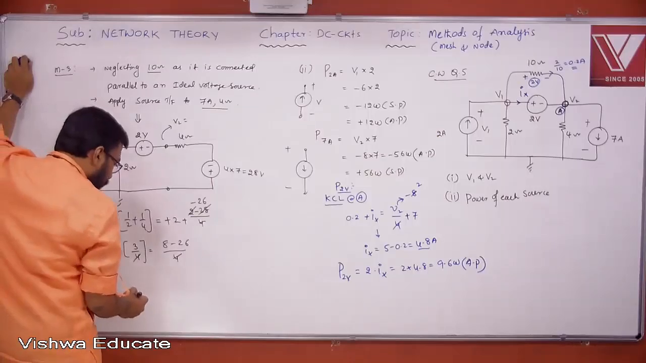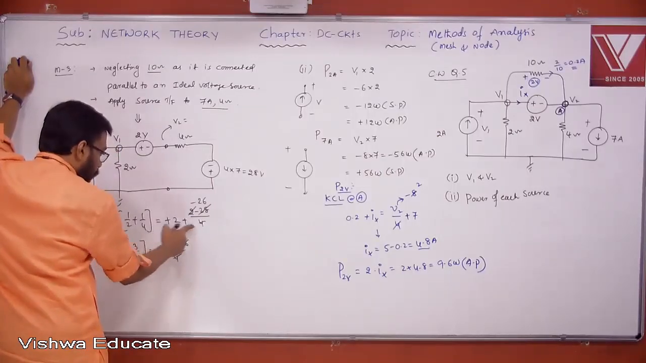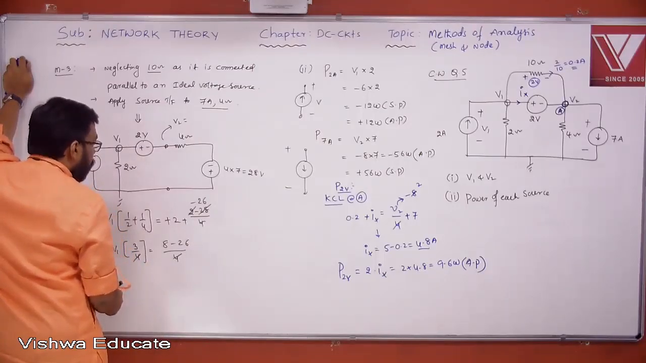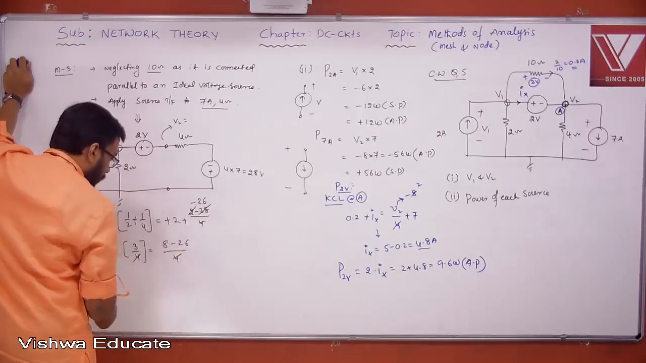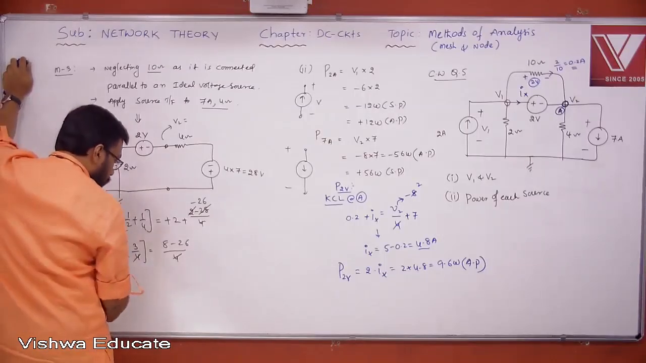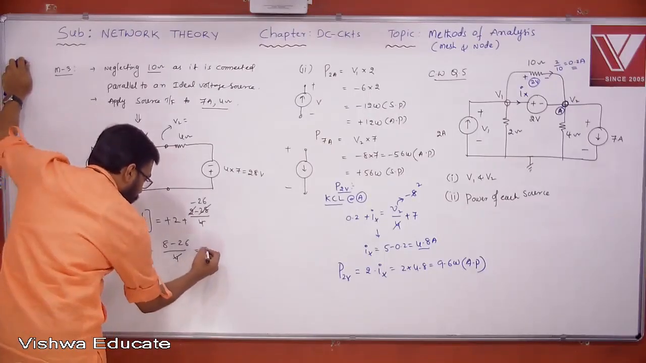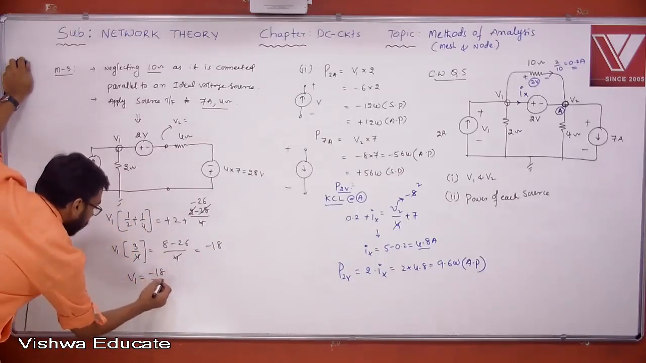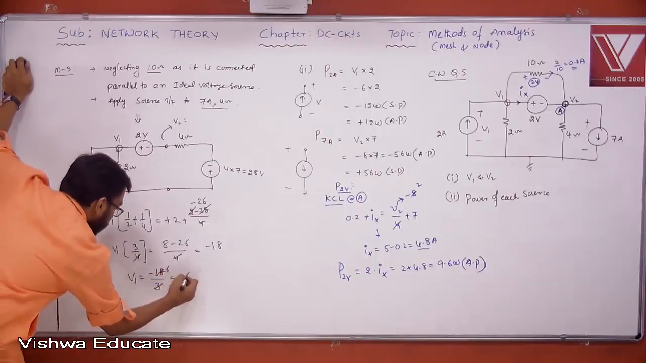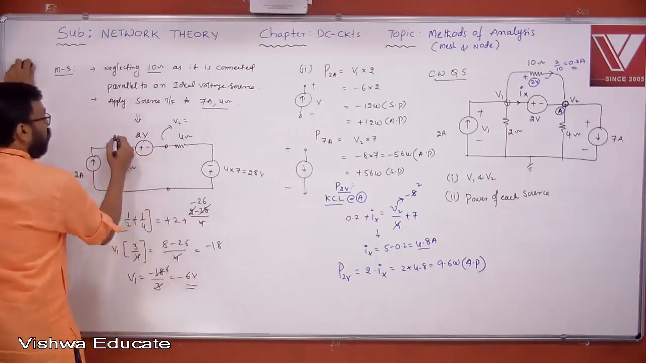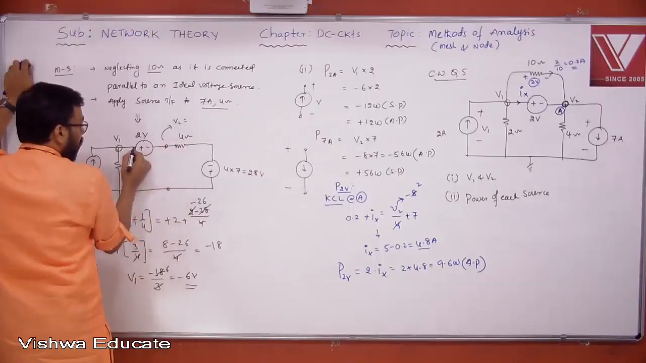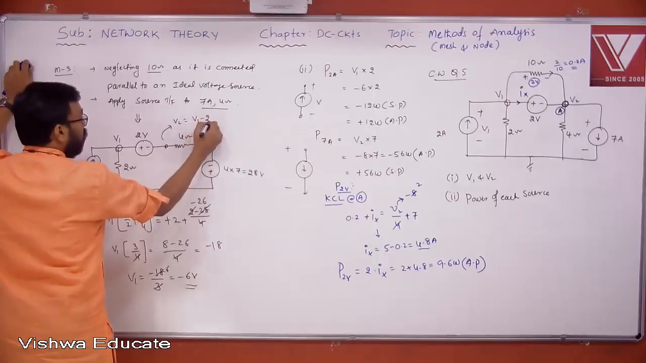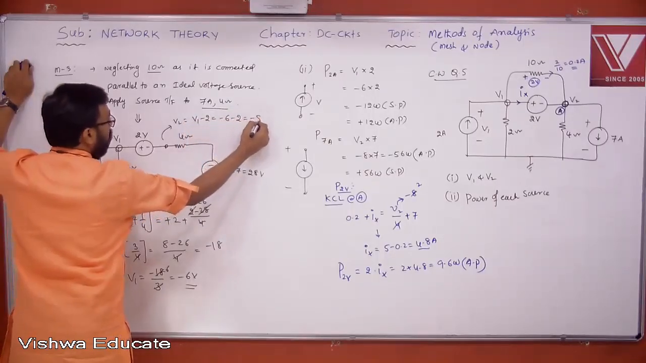Then what is the value you are getting here? Minus 26 plus 8. 4 2 is 8 and this is minus 28, right? Minus 26 plus 8 gives minus 18. Then V1 is equal to minus 18 by 3, which is minus 6 volt. Once you know this, you can jump from this point to this point, dropping the voltage because you are moving from higher potential to lower potential. Then minus 6 minus 2 will give you minus 8 volts.